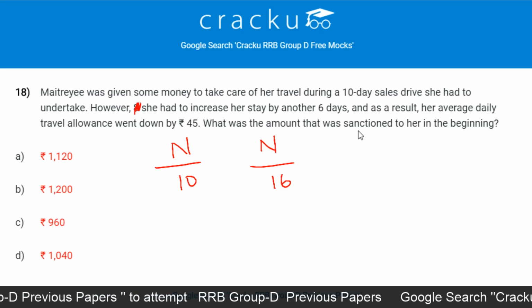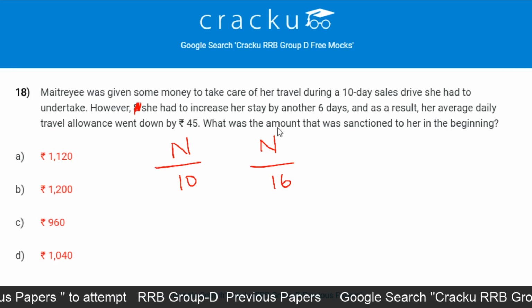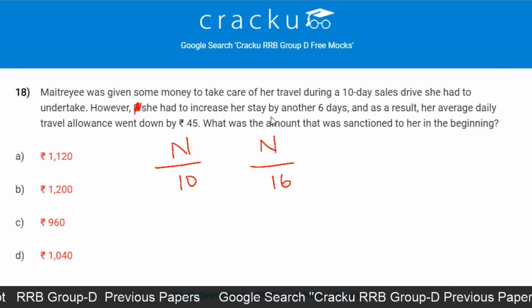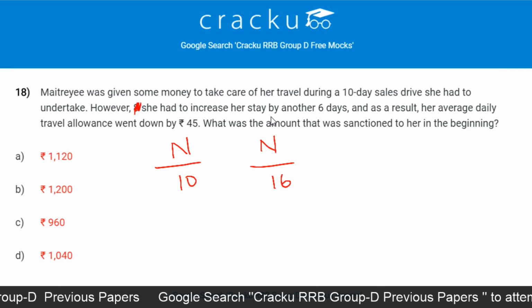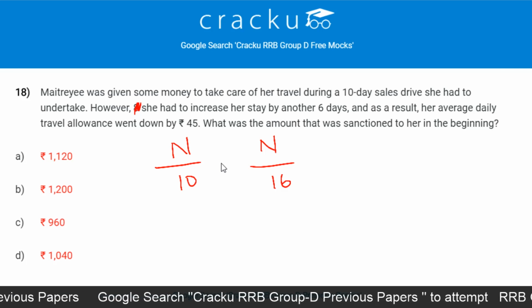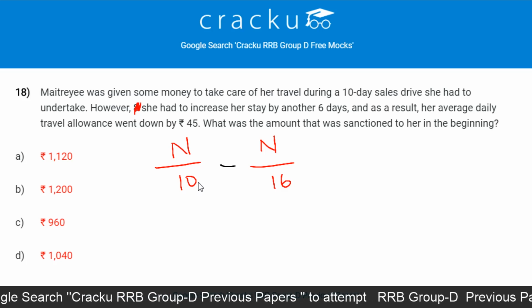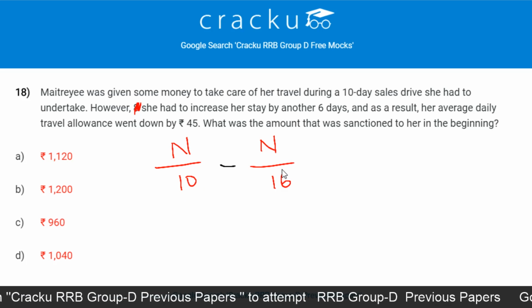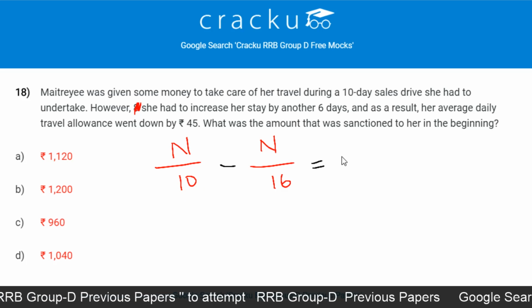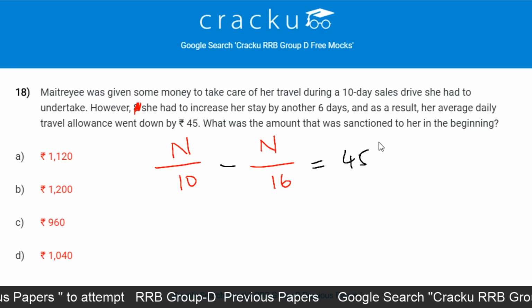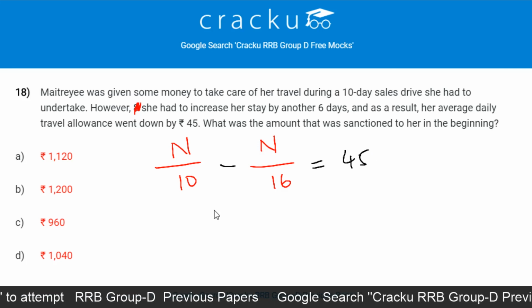And it's also given that when she stayed 6 days extra, her average daily travel allowance went down by 45. That means N by 10 is the earlier average, and N by 16 is the new average. The difference is 45 rupees. So we have to find N.